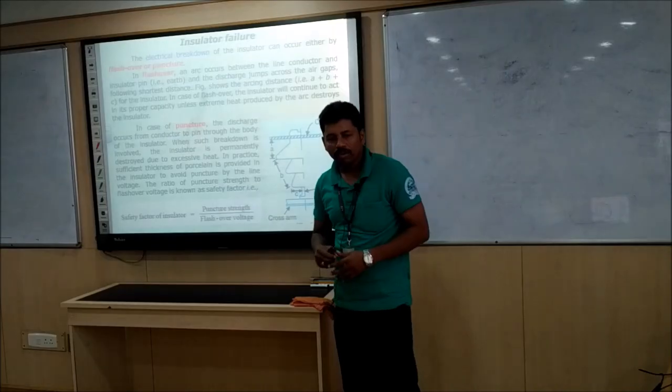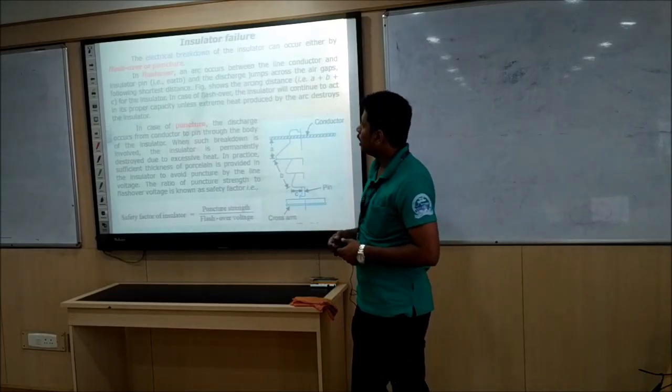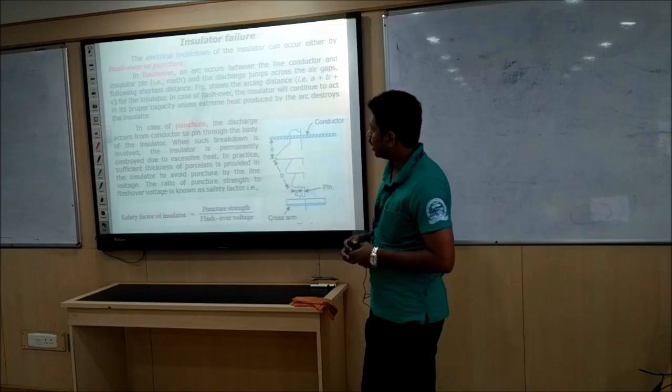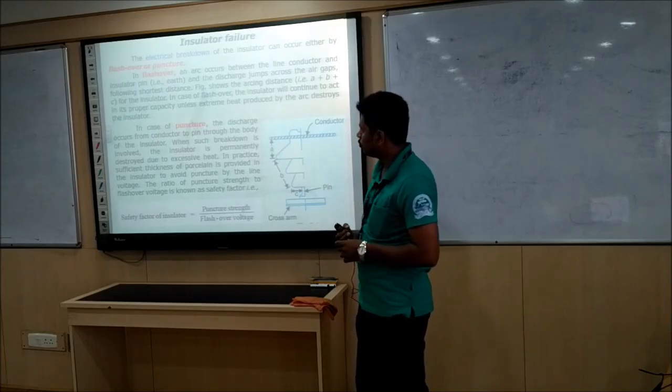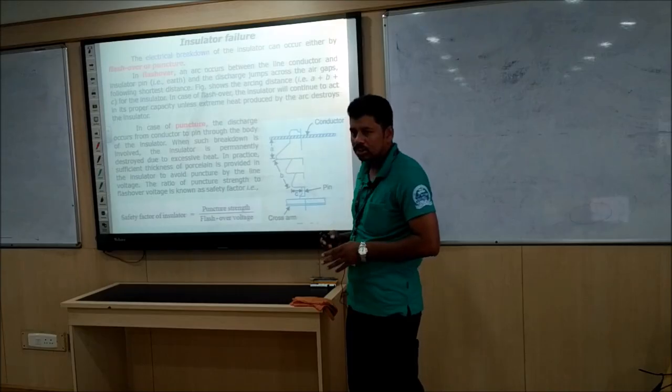So what are the possibilities for failure of an insulator? That also you have to see. The electrical breakdown of the insulator can occur either by flashover or puncture. In flashover, an arc occurs between the line conductor and the insulator pin, and the discharge jumps across the air gap. In case of puncture, the discharge occurs from conductor to pin through the body of the insulator. When such breakdown is involved, the insulator is permanently destroyed.